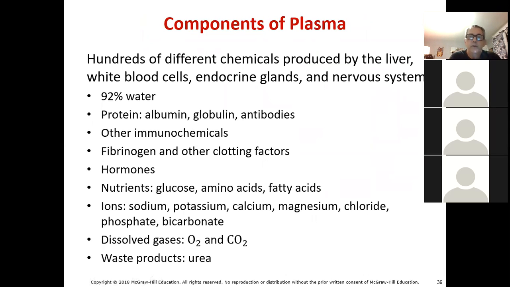Components of plasma: there are hundreds of different chemicals produced by the liver, white blood cells, endocrine glands, and nervous system. It's mostly water. It has proteins like albumin and globulin, and contains antibodies and other immune chemicals, clotting factors, hormones, and nutrients such as glucose, amino acids, fatty acids, and various important ions. The dissolved gases, oxygen and CO2, are in the plasma, as are waste products such as urea.